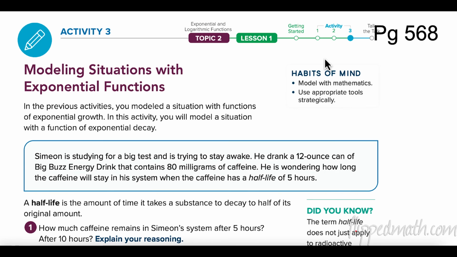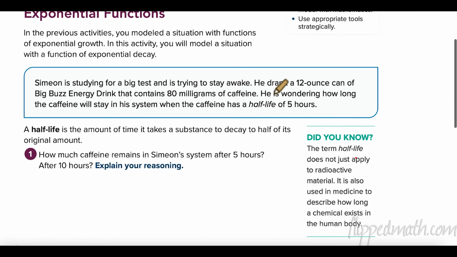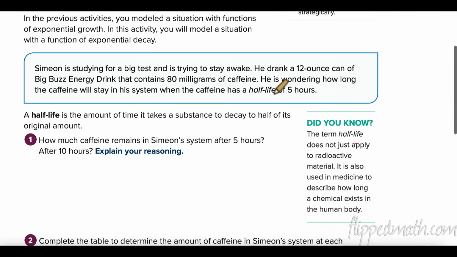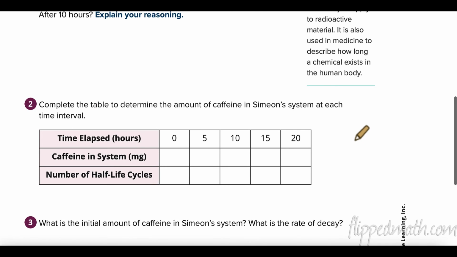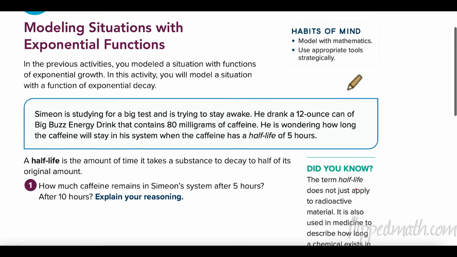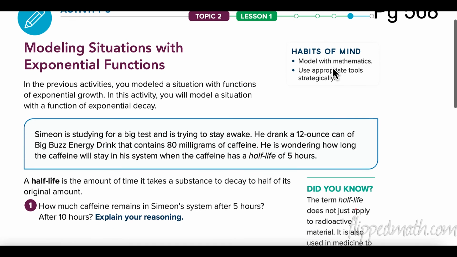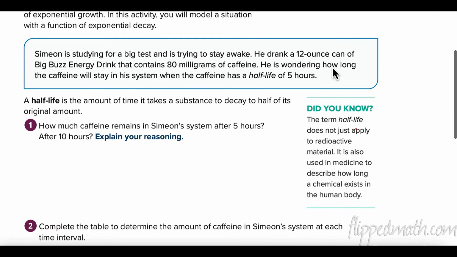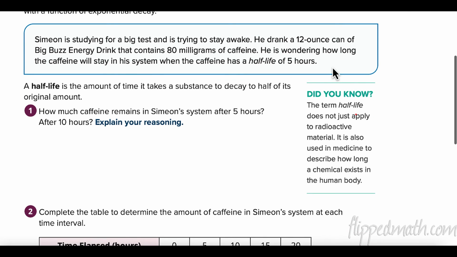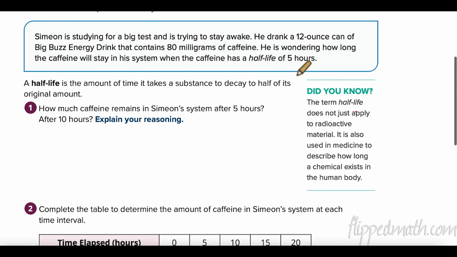Okay? Please take a minute and read this situation on page 568 about caffeine, and do your best to complete this table all by yourself. See how you do, all right? In this situation, we start with a certain amount of caffeine, and we're talking about its half-life. Half-life is very important. Its half-life is every 5 hours. Not every hour, it's every 5 hours, and that changes things just a little bit, all right?